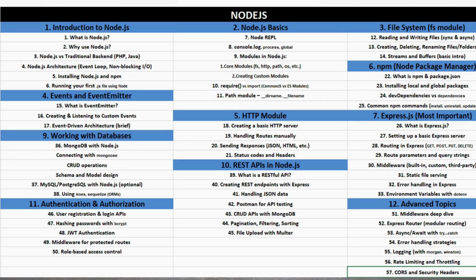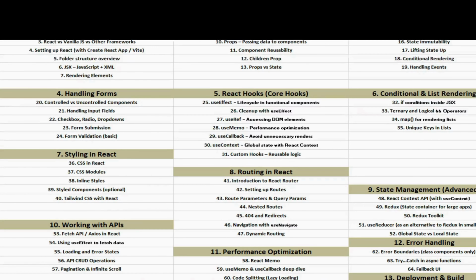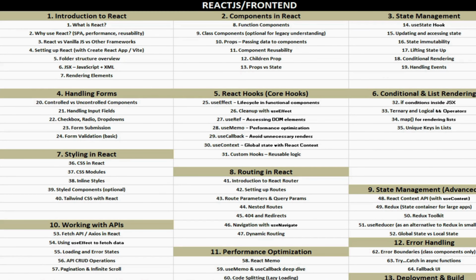Then advanced topics like middleware and Express router and async and await in Express, error handling strategy, logging with Morgan, and rate limiting and throttling and CORS, and security headers. Some security headers we will implement. The next module is very important for front-end development, React.js.